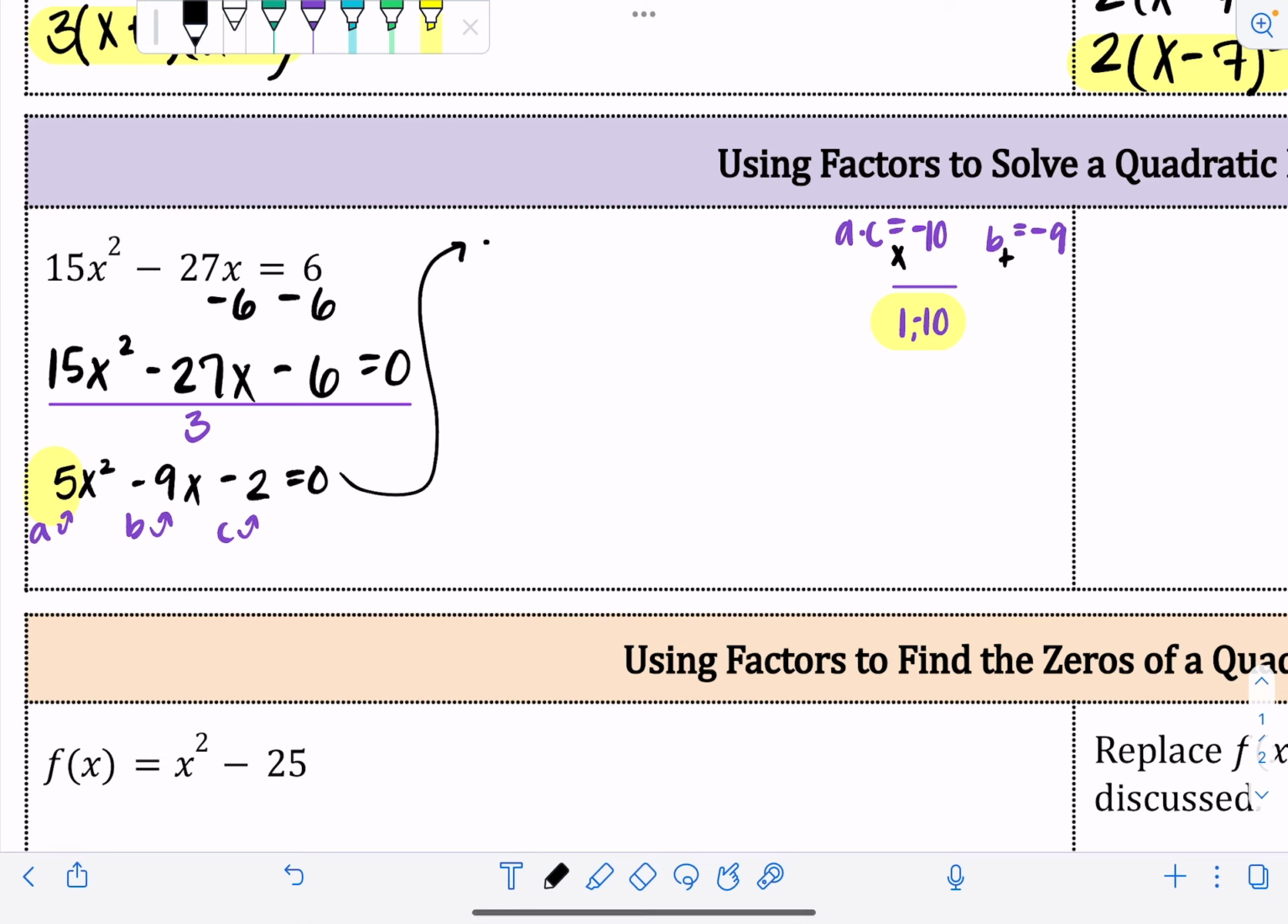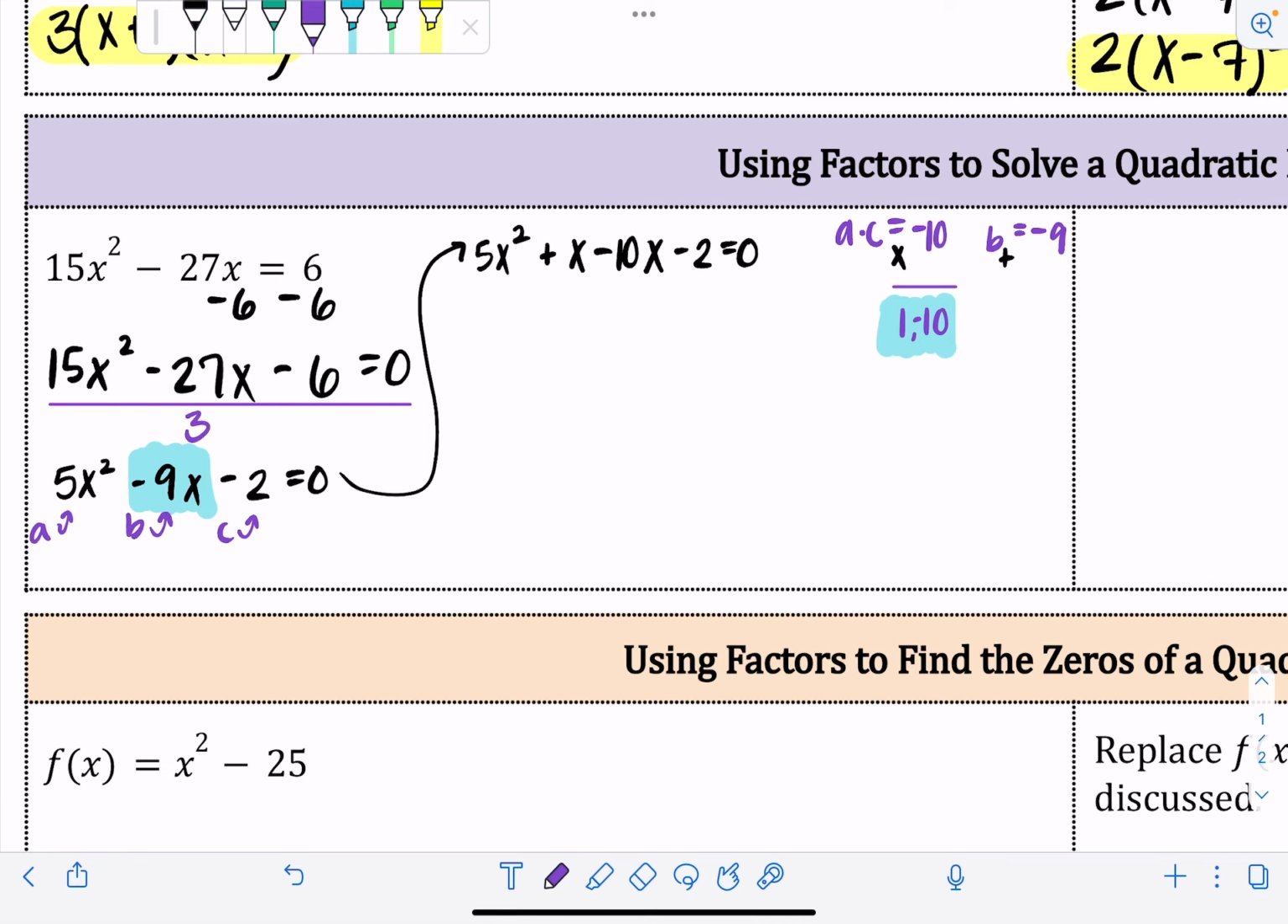So we copy down the first term, it's 5x squared. And then this middle term, the negative 9x, is what we break down, and it turns into those two numbers that we found that worked for a combination. So negative 9x, I'm going to change into a 1x, so just plus x, and then a minus 10x. It doesn't matter which one you put first, and then minus 2 equals 0.